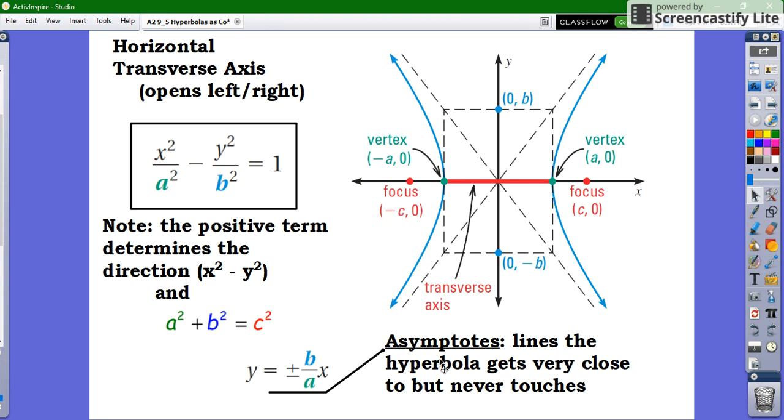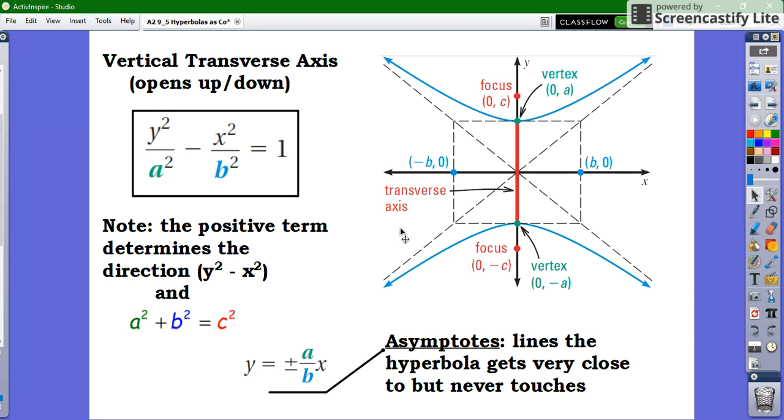To determine the equation of the asymptotes, just realize that it's all about rise over run. If we have a horizontal transverse axis, then a is the run. It's going to be our left and right, our x value. b is our rise. So to get those lines on there, basically plus or minus b over a.